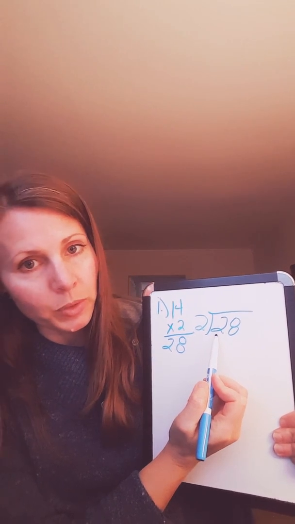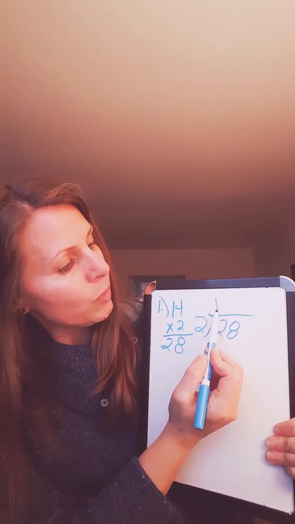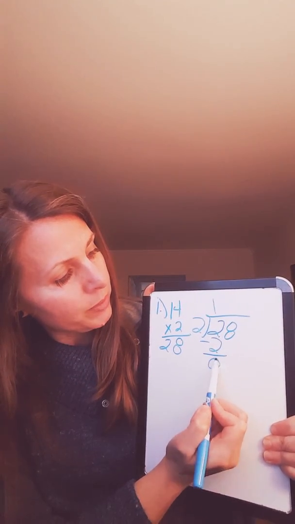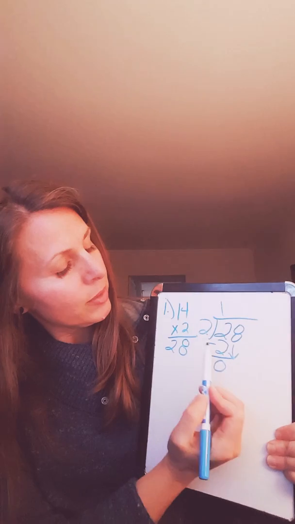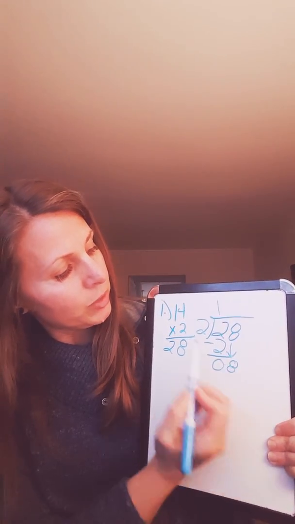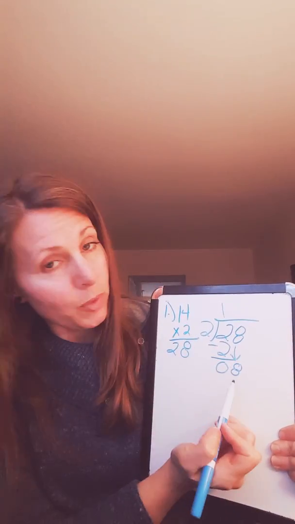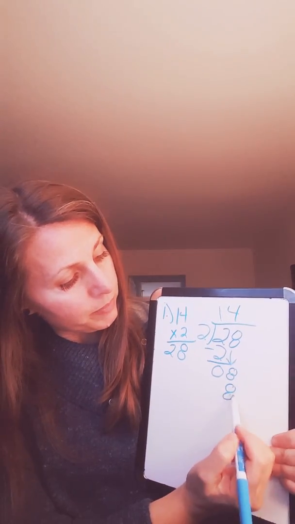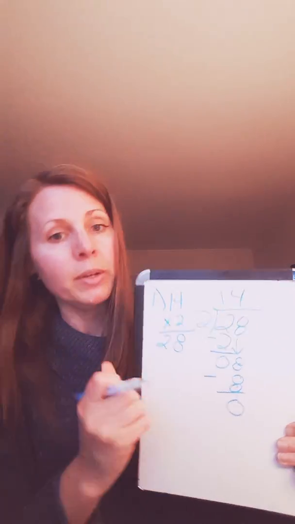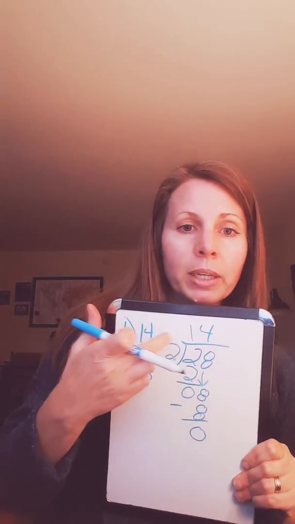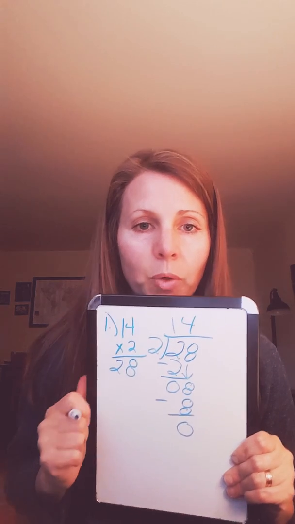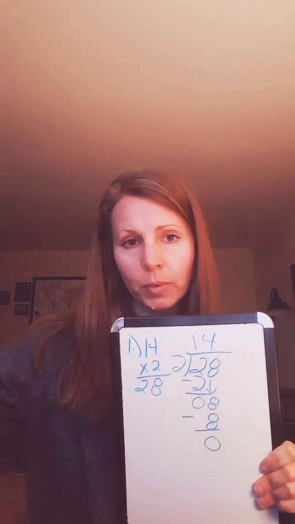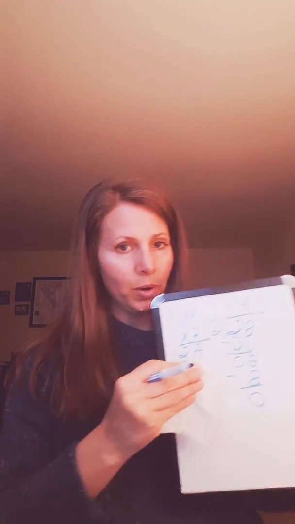So let's see what happens. 2 can go into 2, so I'm going to do that once. 1 times 2 is 2. If I subtract, I get 0. Then I bring down my 8. And now I'm putting 2 into 8. 2 can go into 8 4 times. 4 times 2 is 8. And no remainder. So did I get 14? Sure did. My multiplication is correct. Let's do one more together, and then you're on your own.